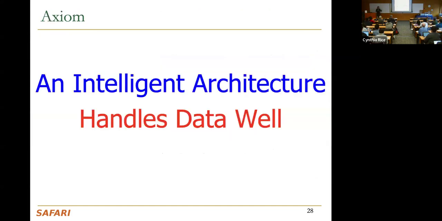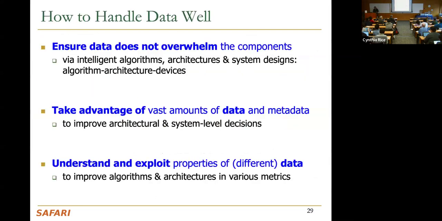So I think going forward, I'm going to posit this axiom. Basically, we need to have intelligent architectures because they're going to make decisions for us in all domains. I believe they need to handle data well. So the question is, how do we handle data well? This is actually a bigger research agenda that we're following. I'm not going to talk about the second and third parts. We don't have a lot of time.